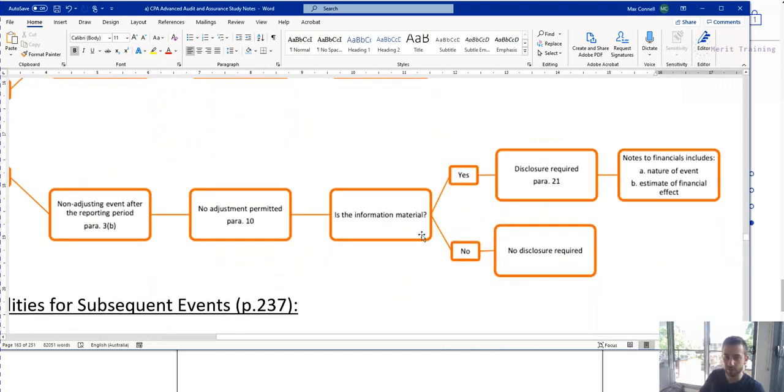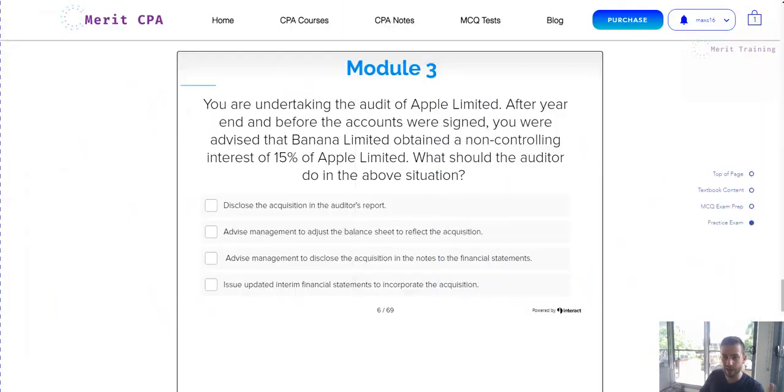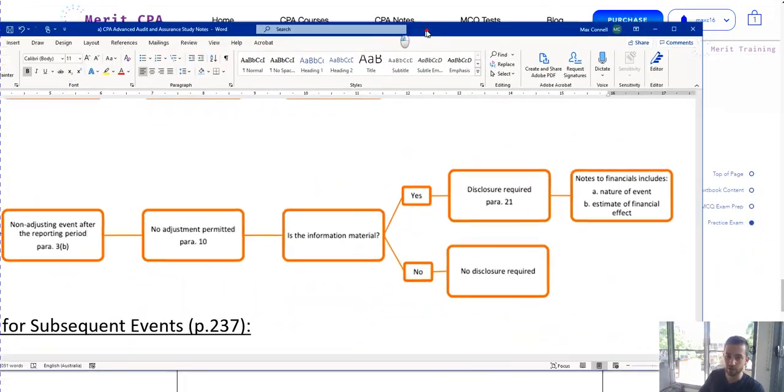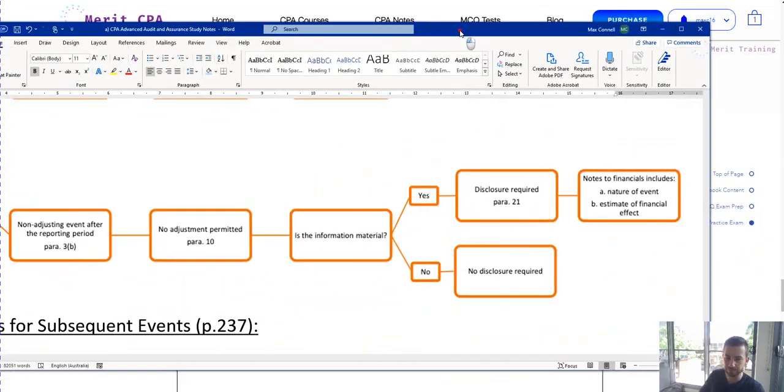So the question is, is the information material? Generally, you would think an acquisition is fairly material. It's generally a large amount of money. It's a material operations decision. So I'm going to say yes. The answer is yes, so disclosure is required per paragraph 21. And the notes to the financial statements need to disclose this, including a description of the event, like the nature of the event, as well as the estimated financial effect.